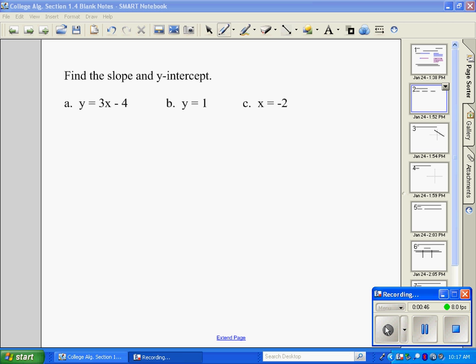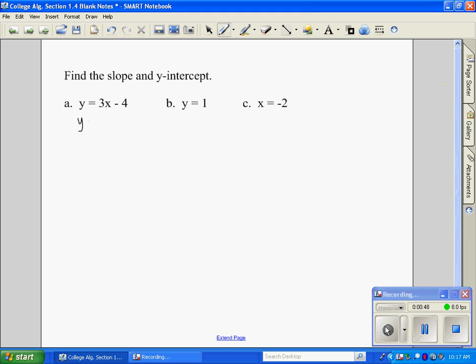Using the slope-intercept formula, we know y equals mx plus b, and converting that over, we see that our m is 3 and our b, which is our y-intercept, is -4, so we would say the slope is 3 and the y-intercept is going to be the ordered pair 0, -4.